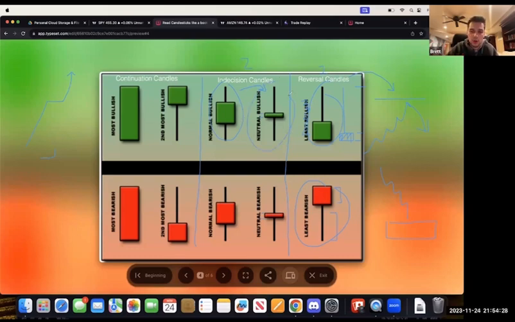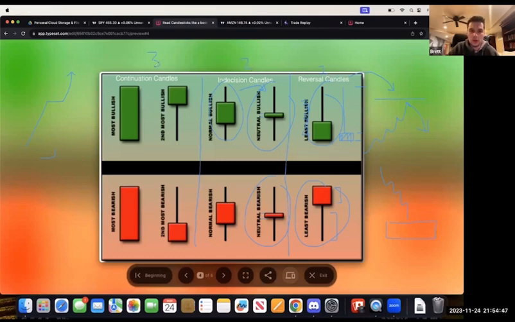This is just pure indecision. Pure indecision. This still, in my opinion, would also be indecision, but it is edging on more of the side of more bullish or more bearish, right? But again, this is the second category. It is just pure indecision.